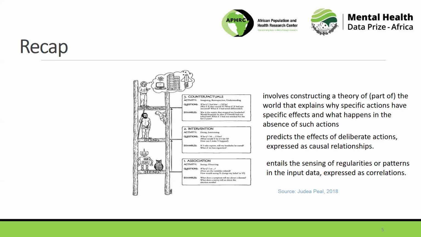But beyond association, we may be interested in predicting the effect of some interventions by deliberately providing or giving some action so that we can establish some causal relationship. And the third level of the hierarchy, the most important and fascinating, is about the counterfactual world, or counterfactual thinking.